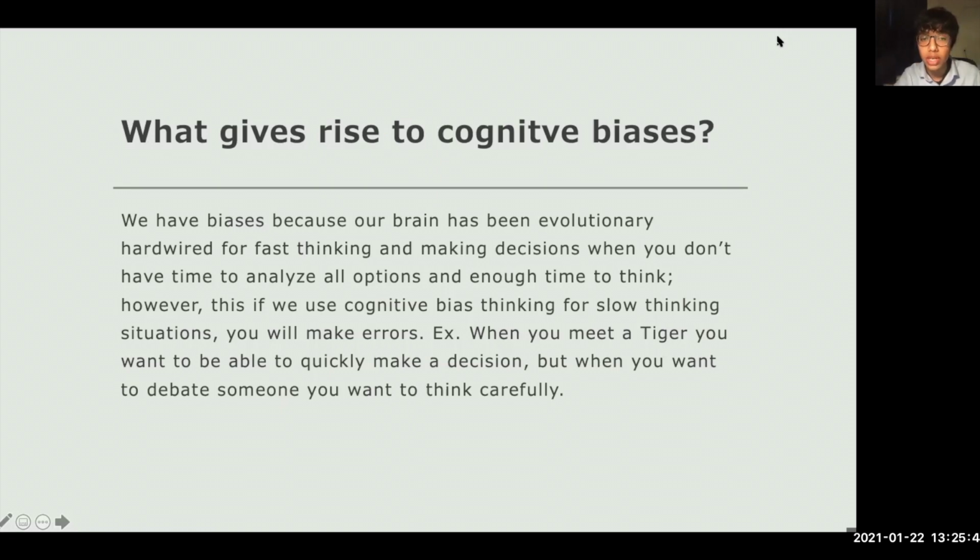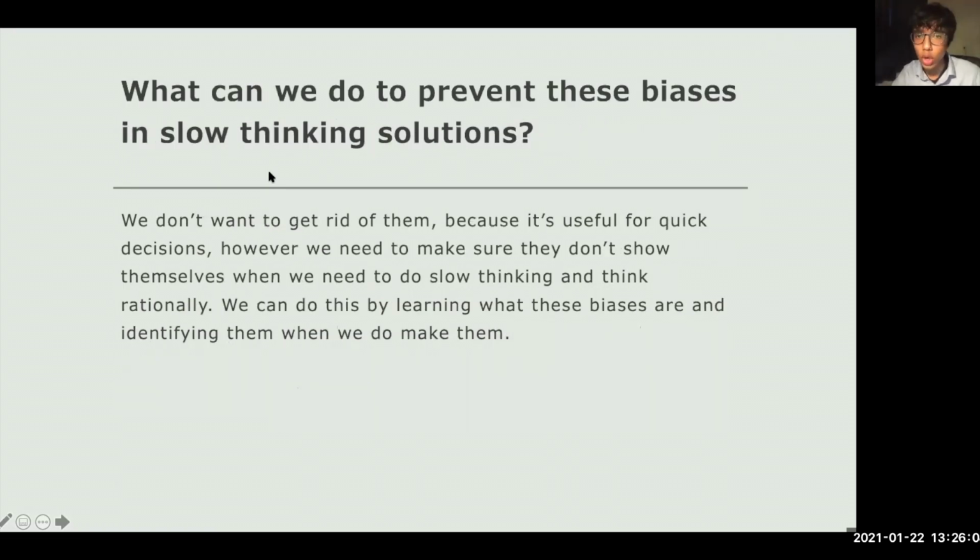For example, when you meet a tiger, you want to be able to quickly make a decision. However, when we start using that same mechanism for places when you have time to think, we often make cognitive errors. So what can we do to prevent these biases? Well, we don't want to get rid of them because they're useful for quick decisions. We do need to make sure that we don't use them in slow thinking problems, when we need to think slowly and rationally. We can do this by learning what these biases are and identifying them when we make them.